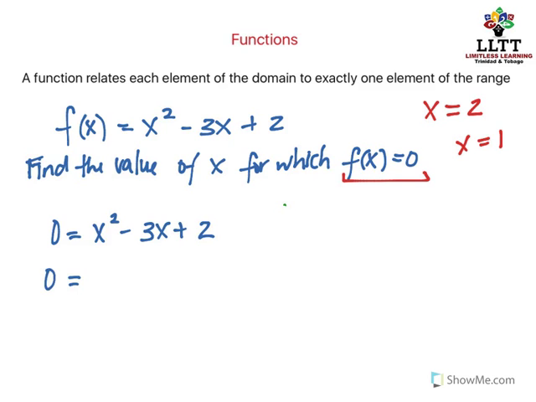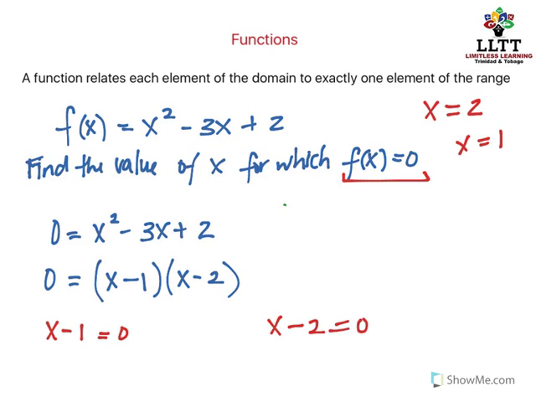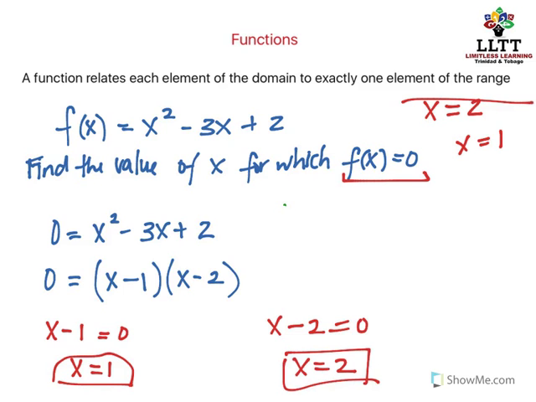You could have also factorized here to get x minus 1 times x minus 2 is equal to 0, if you factorized this function. And so that means x minus 1 is equal to 0 and x minus 2 is equal to 0. So if x minus 1 is equal to 0, it must mean that x is 1. And if x minus 2 is equal to 0, it must mean that x is equal to 2. So you get the same answer again. x is equal to 1 and x is equal to 2. It doesn't matter whether you use the quadratic formula or factorization. Your answer is still going to be the same.